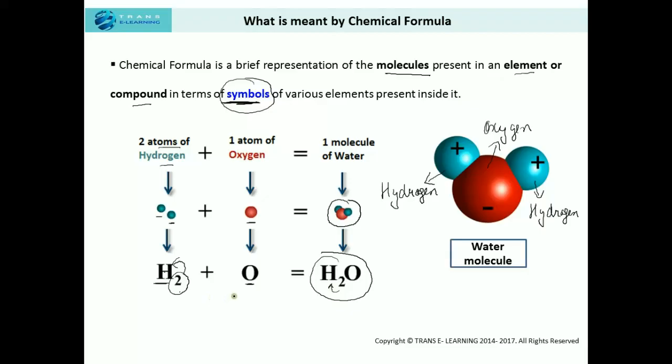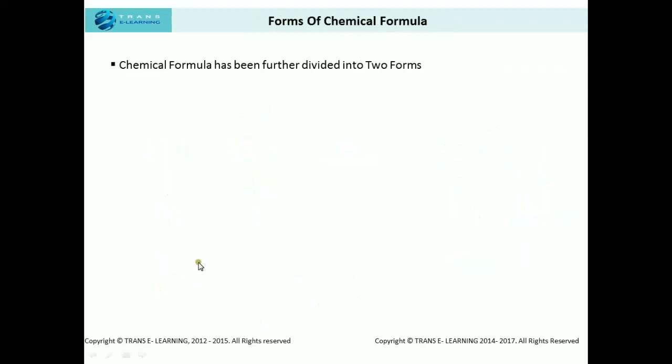First of all, it consists of the molecules present in an element or the compound in terms of their symbols, and it is very, very easy to understand. This is the reason we always take into consideration the chemical formula and the chemical equations for understanding the chemical processes and reactions. So now we have understood what is meant by chemical formula. Let us proceed further. Now, chemical formula has been further divided into two forms. One is empirical formula and next is molecular formula.